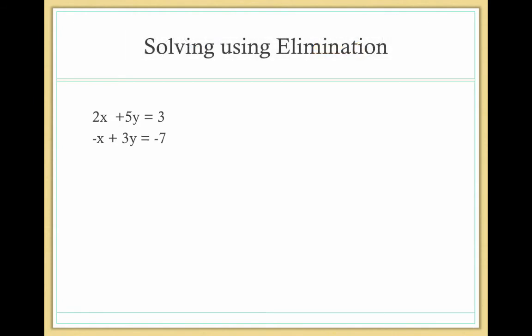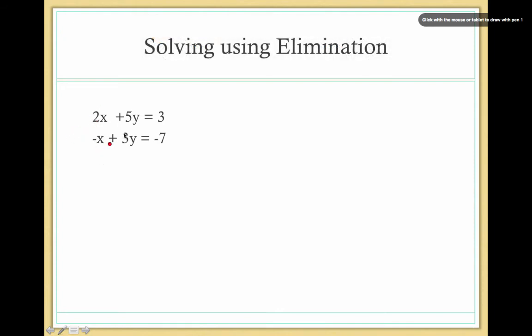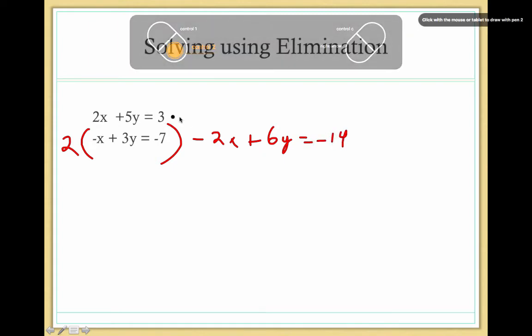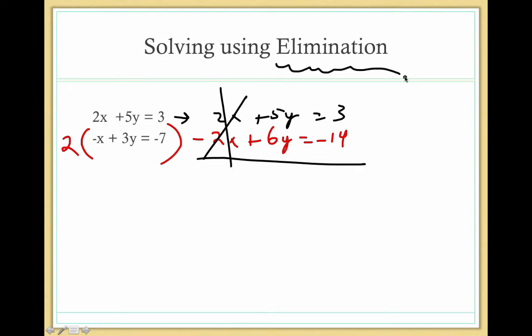Now, sometimes you don't have nice coefficients. You need to examine the coefficients: 2, negative x, 5, 3. I think if I multiply this whole equation by 2, I would have negative 2x plus 6y equals negative 14. And if I just drag this guy over and say 2x plus 5y equals 3, now I'm able to combine them. And look at that, those will cancel out. We want to get them to cancel out. We want to eliminate a variable. And I get 11y is negative 11, divided by 11.